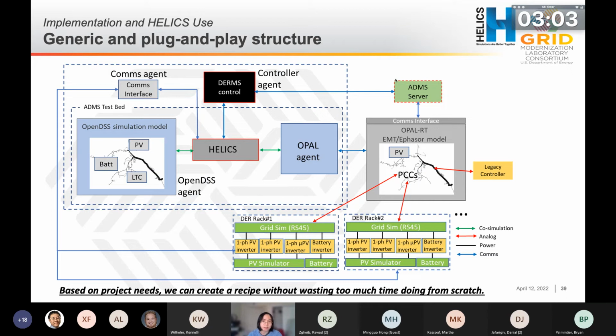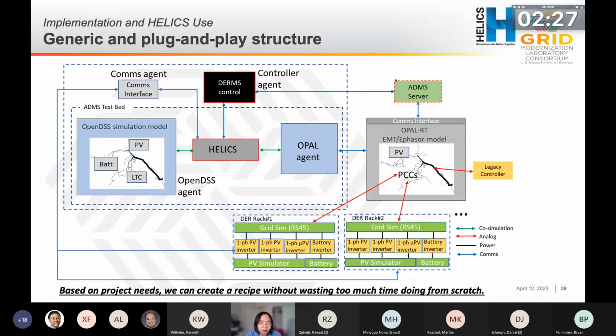As I mentioned, the HC high impact project is a mother project. After that project, we made a generic and plug-and-play structure. As you can see here on the left dashboard, these are the Helix agents. We have OpenDSS run either a sub-transmission or distribution system. Then we have the OPRT agent to interface with OPRT. OPRT can do real-time control, control the DER inverter or control legacy controllers like a CapBank controller. It also interfaces with the ADMS server for control or communication purposes.